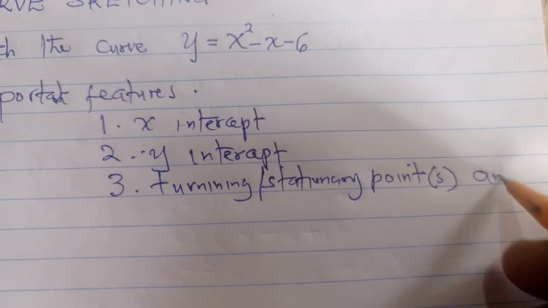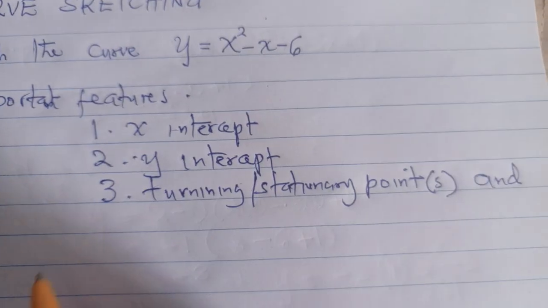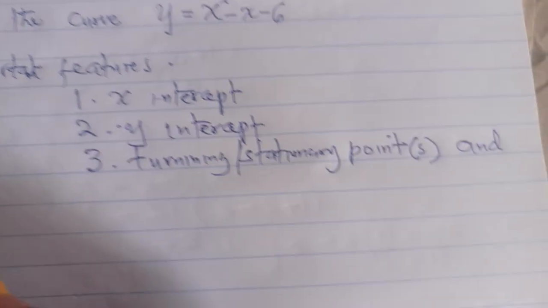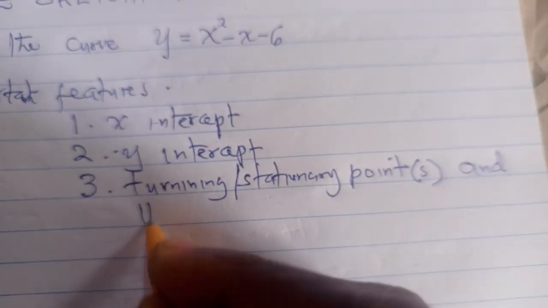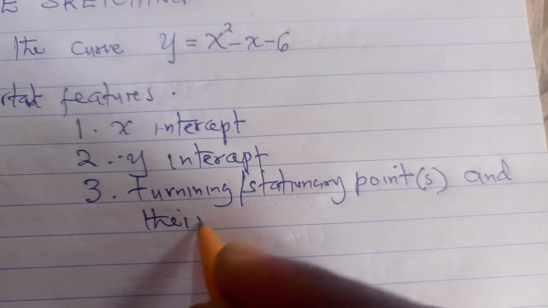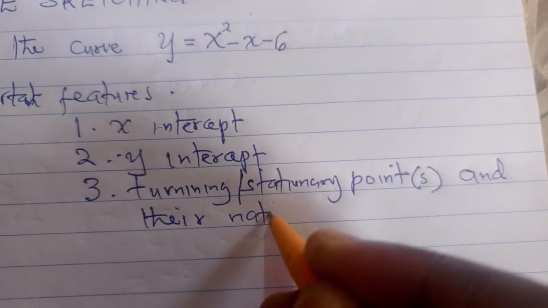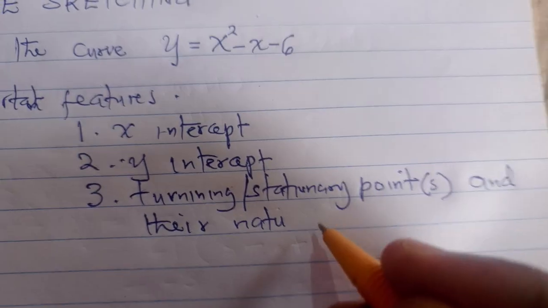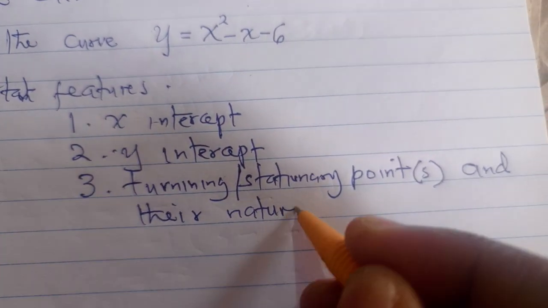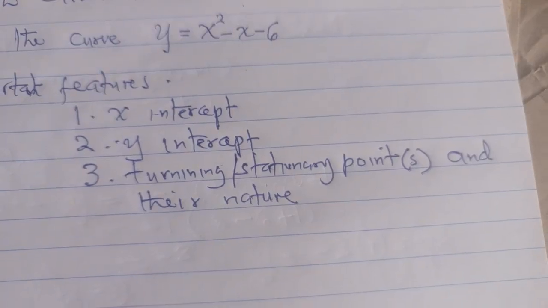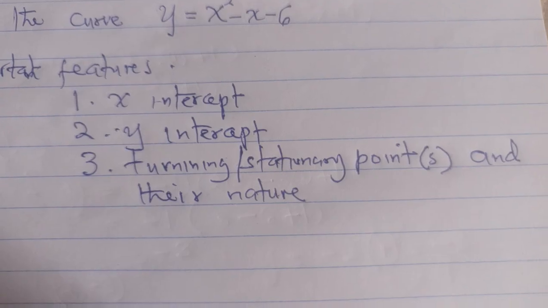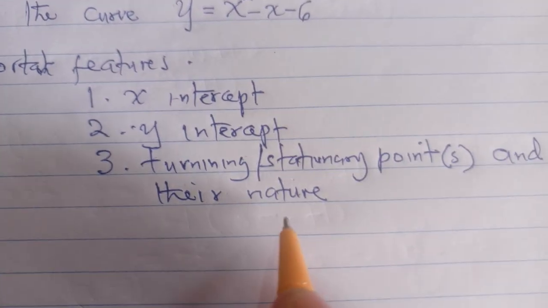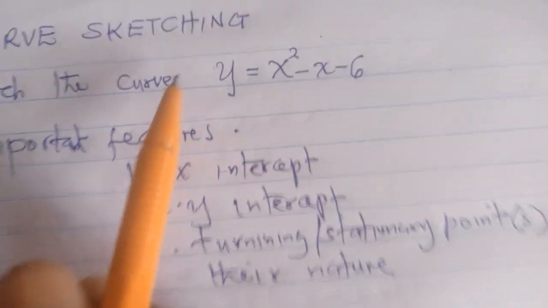And after finding the turning points, you also need to tell their nature, if they are more than one, or its nature if it's only one. Now, in a short while, we will show what we mean by the nature of a turning point. So let's embark on what we have here.